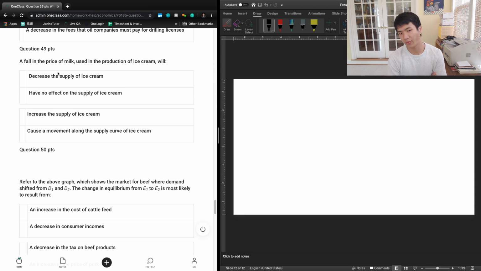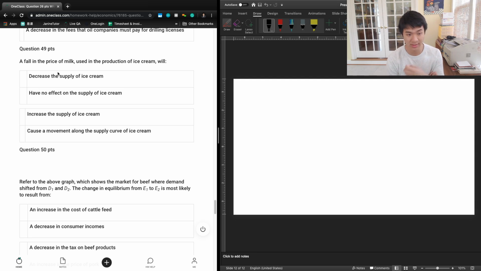So if the price of milk falls and milk is used in the production of ice cream, that means milk is an input for production of ice cream. If an input price falls, that means we can afford to buy more of it, and that means overall we would expect production of the primary good, which is ice cream, to increase. And so that's going to be the answer choice that we're looking for.